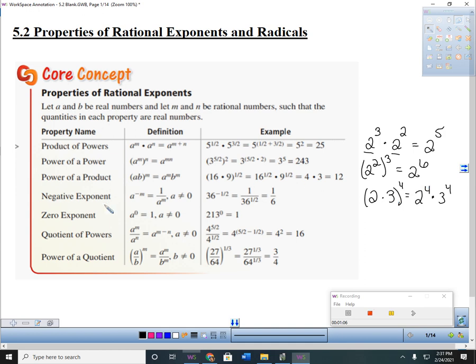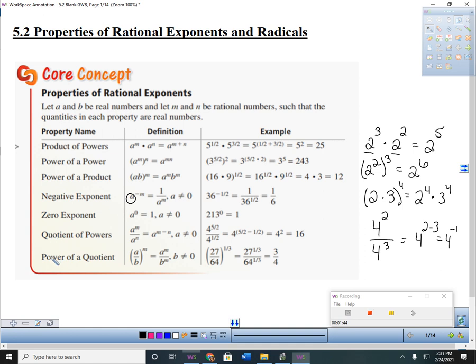And then we talked about negative exponents in the last lesson, where you flip the base, right? And then that makes the exponent positive. Zero exponents, when you raise something to the 0 power, it's always 1. And the quotient of powers, which is kind of like the product of powers, if I have 4 to the second divided by 4 to the third, I would take the top exponent and subtract the bottom. So that would be 4 to the 2 minus 3, which is 4 to the negative 1, and then I would take care of that.